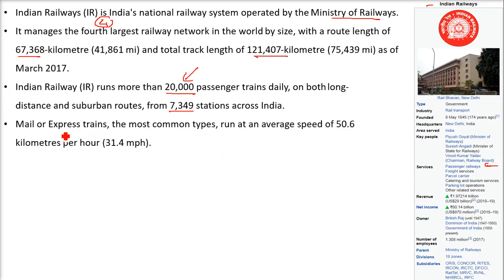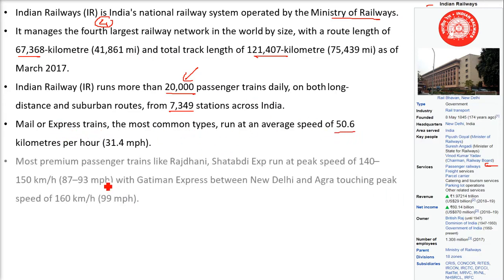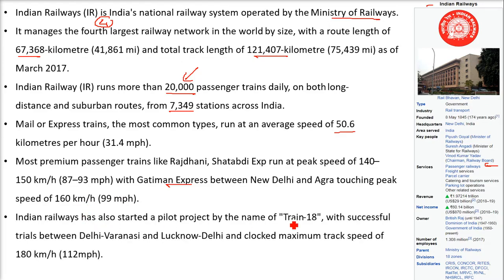We have different types of trains, like mail and express trains that run up to 50.6 kilometers per hour. Then we have the premier trains like Rajdhani and Shatabdi, which touch a peak of 140 to 150 kilometers. Gatiman Express has been introduced from New Delhi to Agra, touching a peak of 160 kilometers an hour. Then we have a pilot project right now, Train 18, and the trials are going on between Delhi, Banaras and Lucknow, and it has clocked a maximum speed of 180 kilometers an hour.